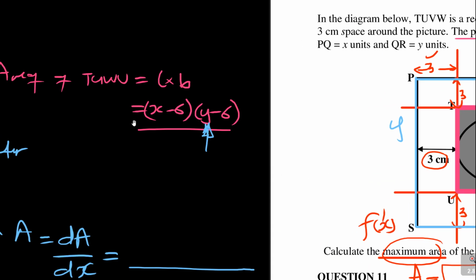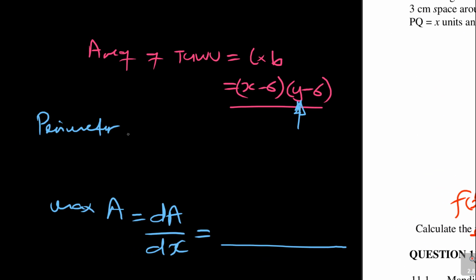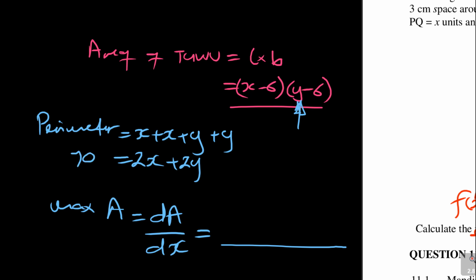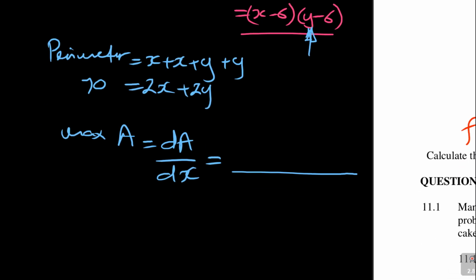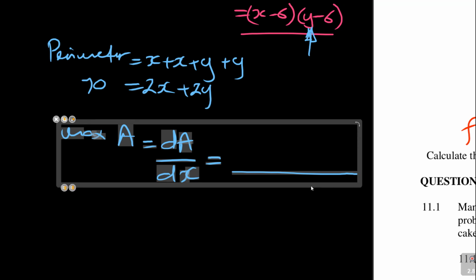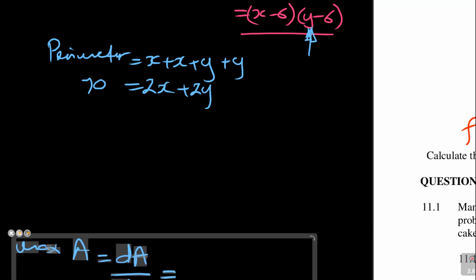So it will be what? x plus y plus x plus y, which is what? 2x plus 2y. But they told us the perimeter. Perimeter is what? It is 70. Okay, so that's the whole thing. Let me take this thing down because we're going to use it later.